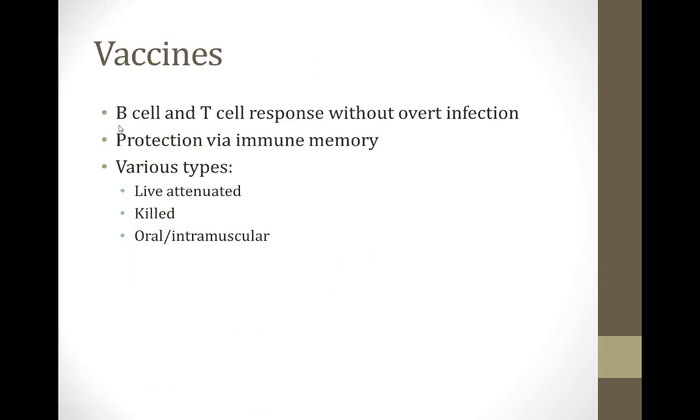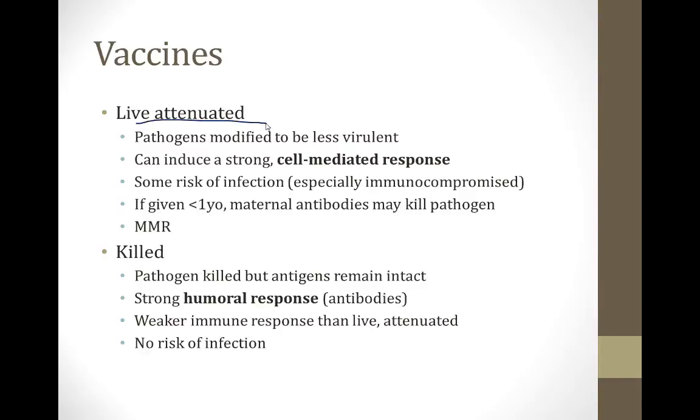So vaccines are designed to elicit a B cell and T cell response without an infection, and they provide protection via immune memory. And there are several different types that you need to know about. There are live attenuated pathogens, killed pathogens, and then oral and intramuscular pathogens. Live attenuated vaccines contain pathogens that are modified to be less virulent, and they tend to induce a strong cell-mediated response, especially they generate a T cell response, and this response tends to be more durable and long-lasting. The downside is that live attenuated vaccines carry some risk of infection, especially if you administer them to immunocompromised patients.